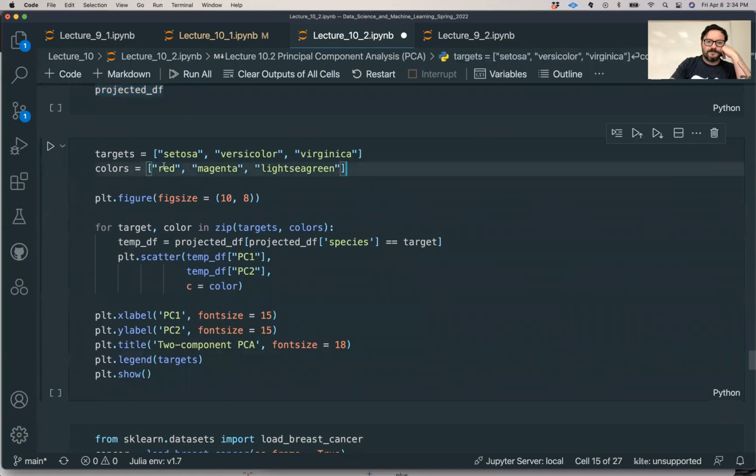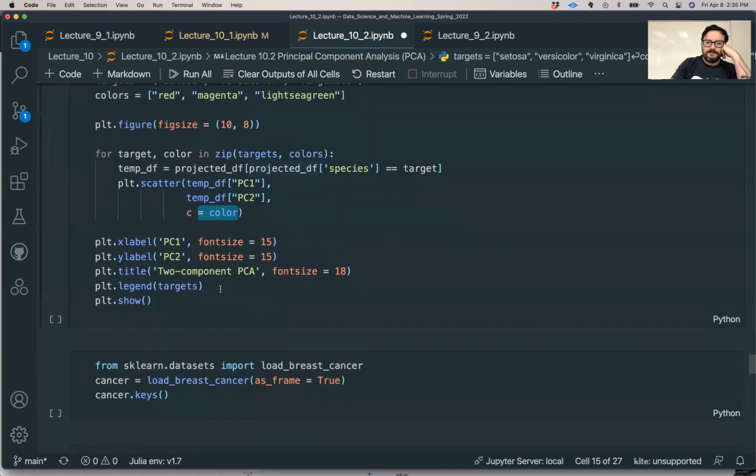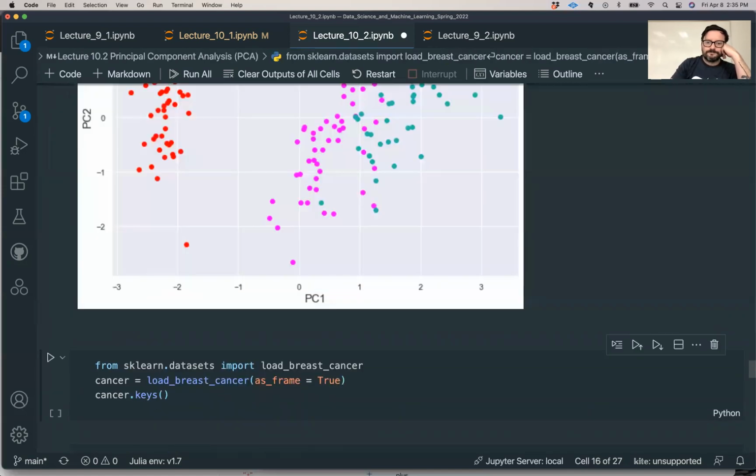All right, so what am I doing here? Targets and colors, you should know what that is. I set my fig size, loop over target and color with a zip of that. Temp df is where species is equal to target, like Setosa, first light color, and so forth. And then I scatter the data values on the first principal component and the second principal component. Then I give it the color: red, magenta, light sweet green. And then I just plot.